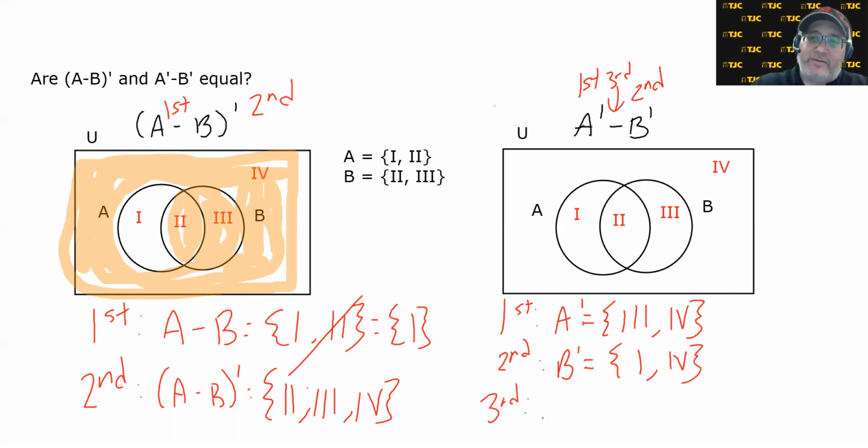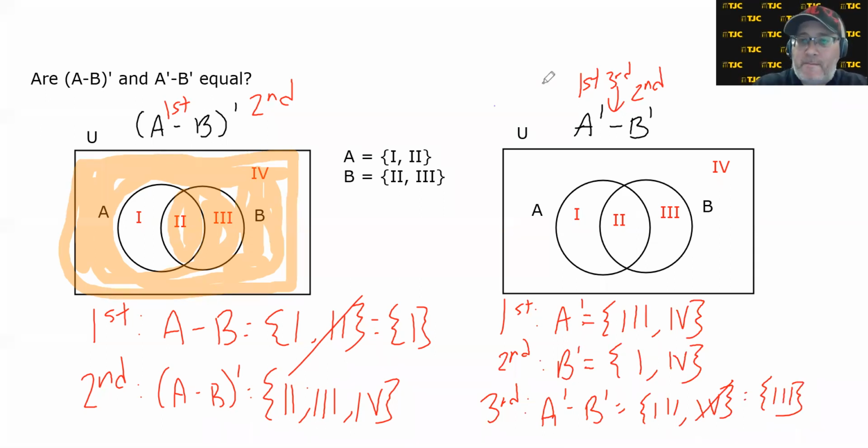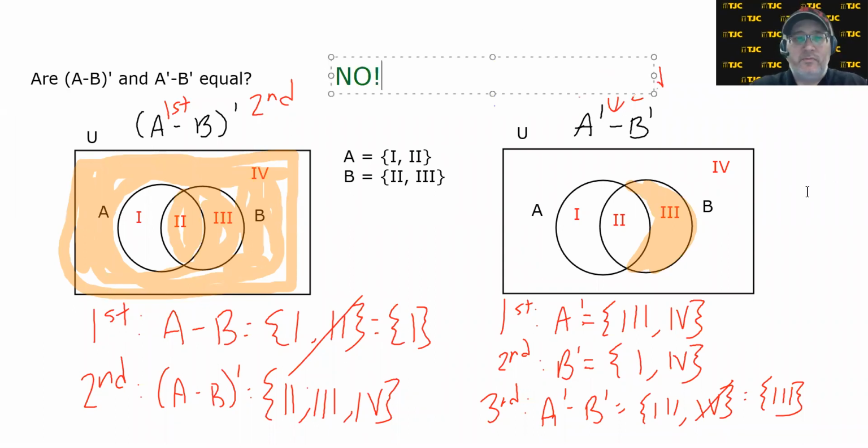And finally, we do our set difference, A complement minus B complement, which means we start with A complement, which was 3 and 4. And we cross out anything that's also in B complement, that would be 4, because B complement has 4. So A complement minus B complement is just region 3. So what's the answer to the question? Are the sets equal? Well, the answer is a resounding no. Hardly.